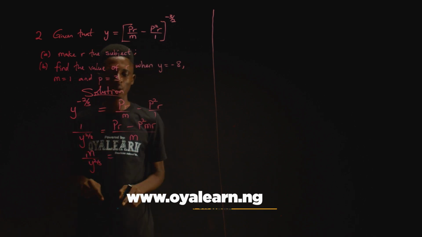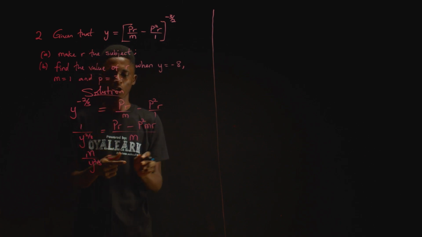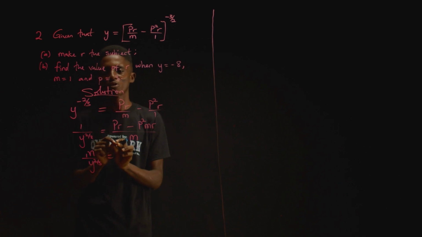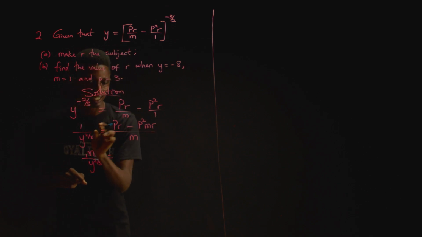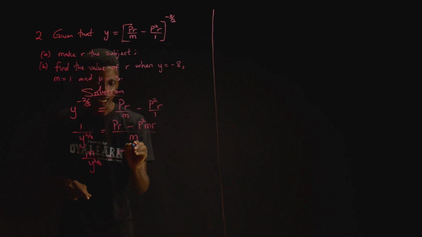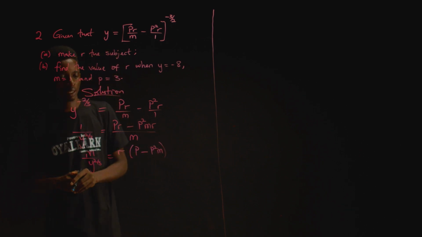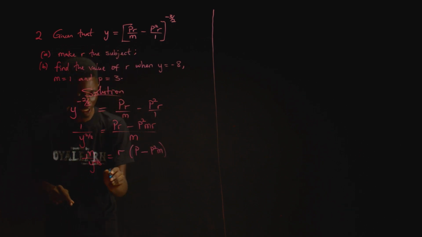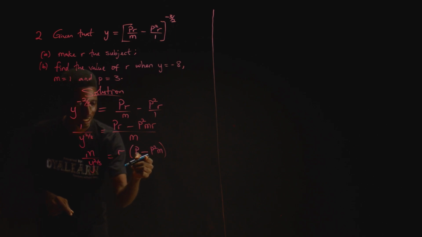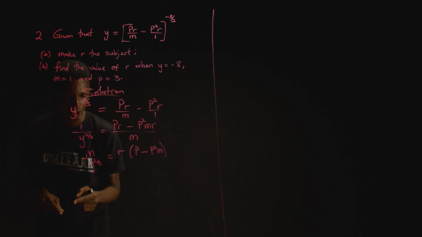And from this here, we can see that they both have p in common as well as they have r in common. But since it is r we are trying to make the subject, I will then take r out. So since they have r in common, I'll be left with p minus p squared m. Now from here, let's make r the subject. So that is, this p minus p squared m will then come down here when we cross multiply.